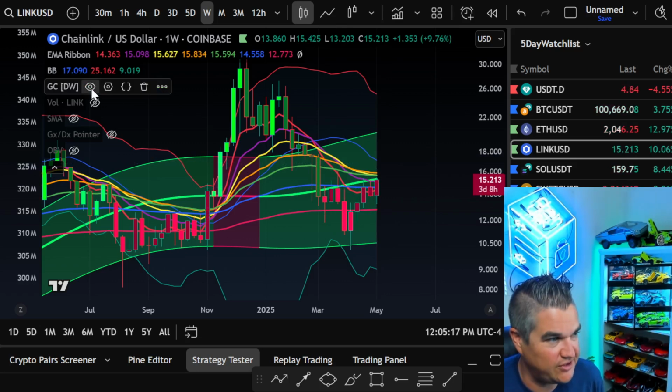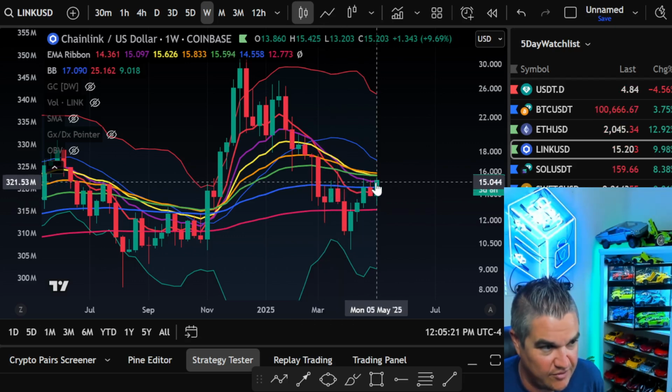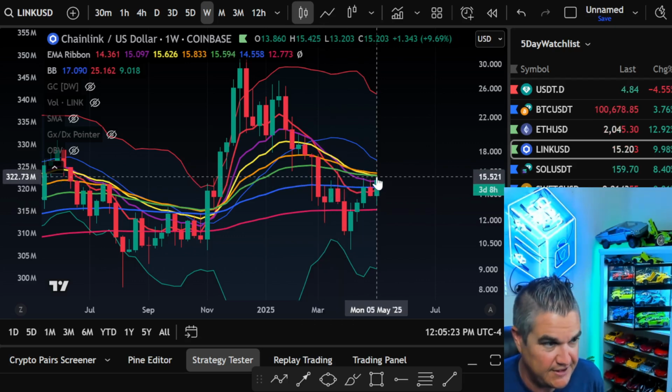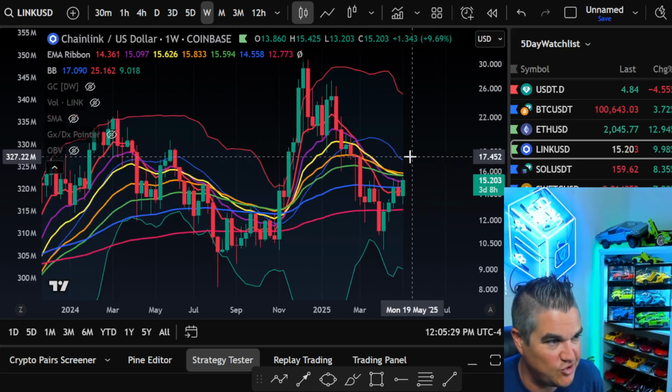Let's remove the Gaussian channel and look at it, right? We're just kind of maintaining here. This is our breakthrough week potentially, especially if we can somehow close over 1563, that 21 EMA. I would expect bigger things sooner than later.